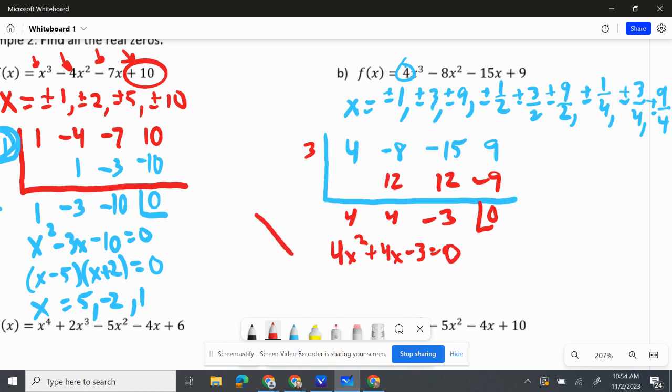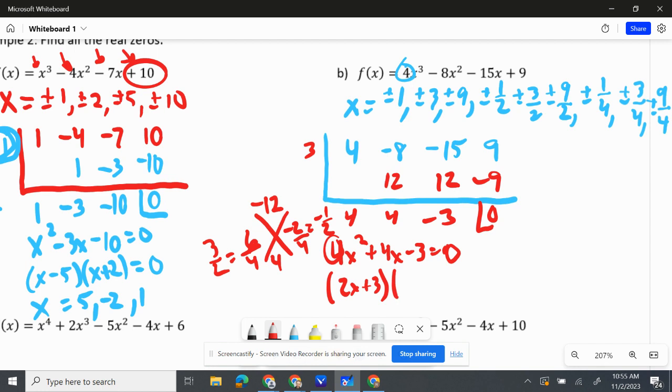So I'm going to factor it. Two numbers that multiply together give me negative 12 and add up to 4. That would be 6 and negative 2. And since we have a leading coefficient of 4, we divide them both by 4. That reduces to 3 halves, and this reduces to negative a half. So what we have is 2x plus 3 and 2x minus 1 equal to 0. So x is equal to negative 3 halves and positive 1 half.